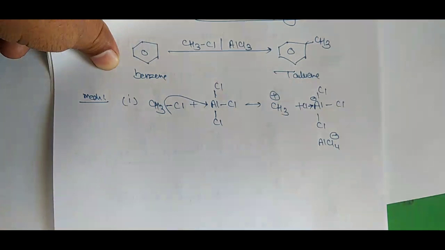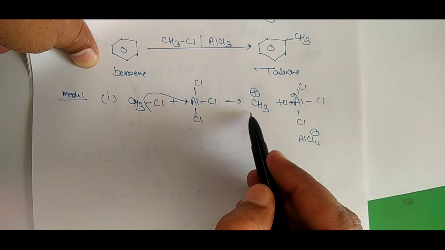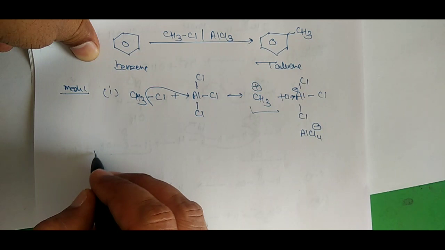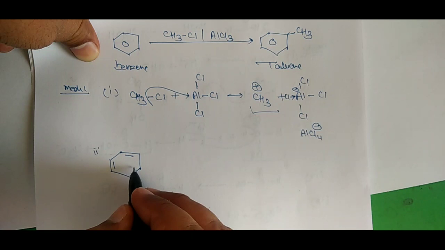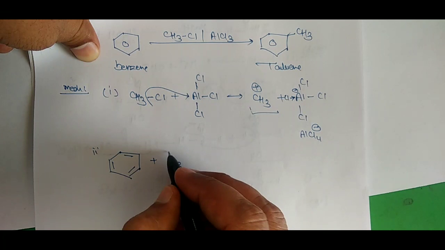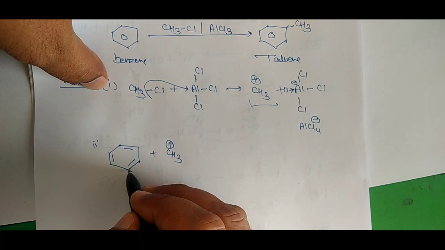So this is the first step, okay, this is the generation of the electrophile. We get here the methyl carbocation, but this is called generation of electrophile. And after that, in the second step, we have here benzene. Now you know very well that the methyl carbocation is called the electrophile here, which is acting as the electrophile. Out of these, you know very well that this is benzene, which is an electron-rich species.